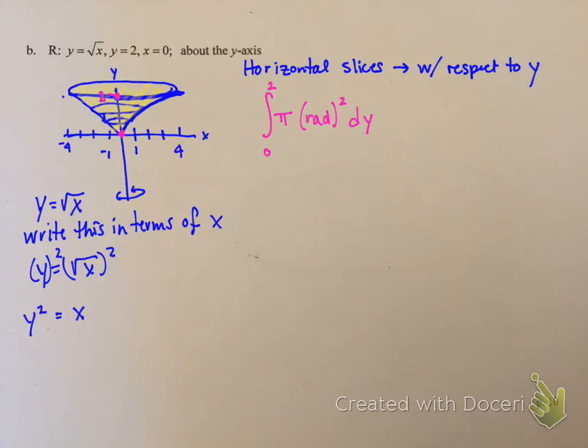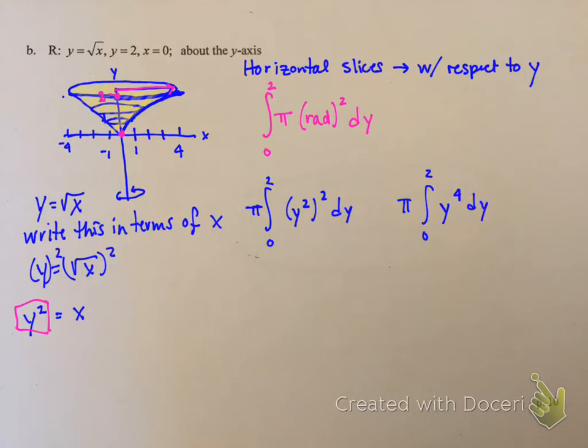Okay, so my radius is coming out from the y-axis to the function. So my radius is just my function. Okay, so let's put these values in here. From 0 to 2, kick out pi. The radius is y squared, and I'm going to square that, dy. Okay? So when I do this, I get pi from 0 to 2 of y to the 4th dy.